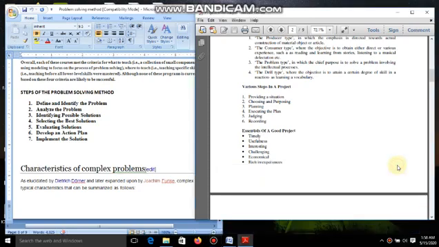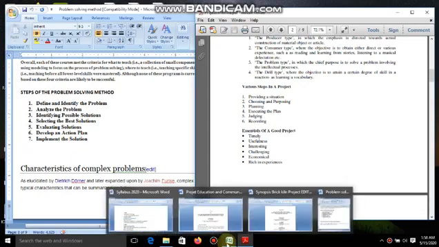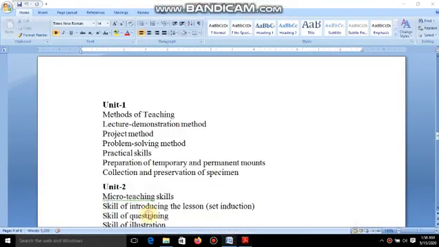Hello. Okay, I am going to start with a few discussions regarding this pedagogy part. In the first unit, this method of teaching in your syllabus: this lecture method, demonstration method. See, this is the syllabus. That is method of teaching, lecture method, demonstration method.